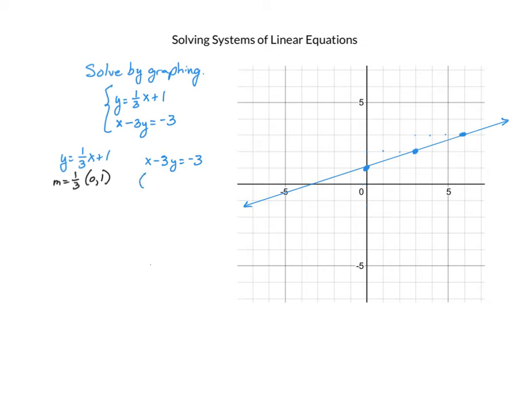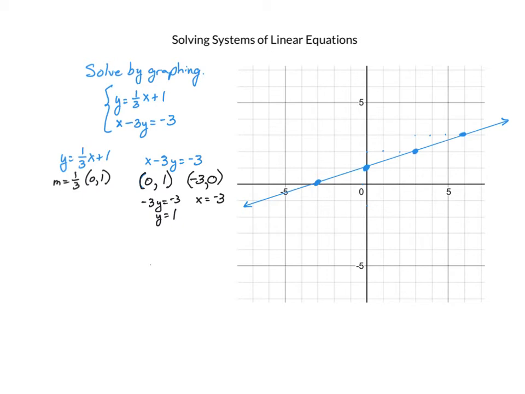If I set x equal to 0, I would find the y-intercept. And if we did that, we would have -3y equals -3, and we would find that y equals 1. And to find our x-intercept, we set y equal to 0, and we would have x equals -3. And let's look at what that would look like. Our y-intercept, same as our previous equation, and our x-intercept is -3. And you notice we have, in fact, the exact same line.